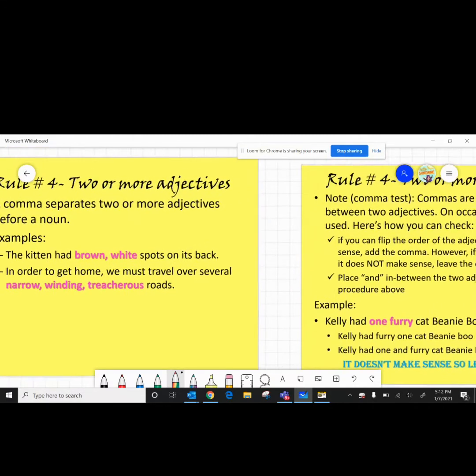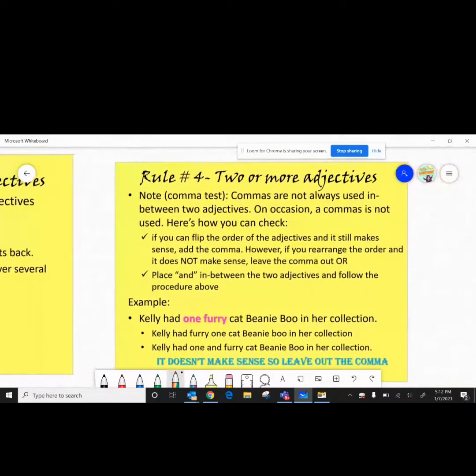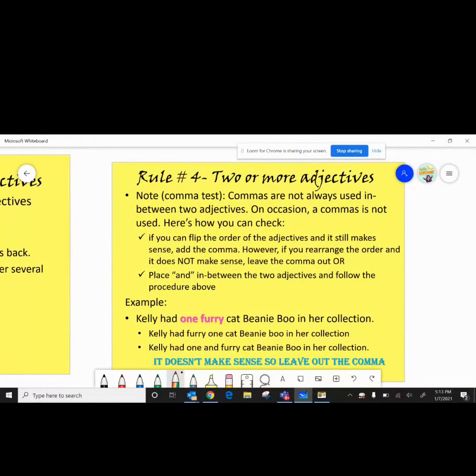We're going to go over to this next about the comma rules test. So not all adjectives will have a comma because, in English, we have the exception to the rule clauses that often happen. So here's one for adjectives. There's a trick that you can do. What you want to think about is if you flip the order of the adjectives and it still makes sense, you add a comma. Or if you add an and in between, it still makes sense.